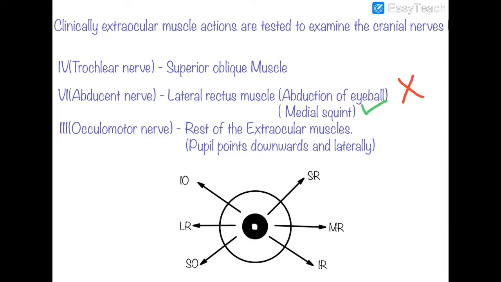Similarly, if there is injury of the third or the oculomotor nerve, then the main symptom which we will notice is that the pupil points downwards and laterally. This is because in injury of the oculomotor nerve, the inferior oblique, the medial rectus, the superior rectus, and the inferior rectus will all get paralyzed. So the only actively working muscles will be the lateral rectus and the superior oblique. By their joint action, the pupil will point downwards and laterally.